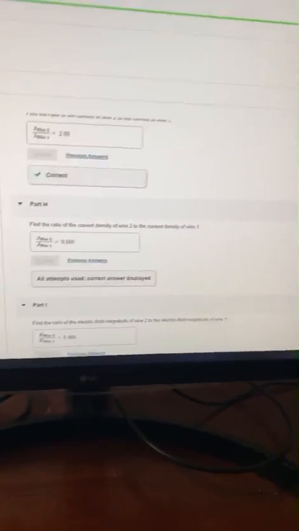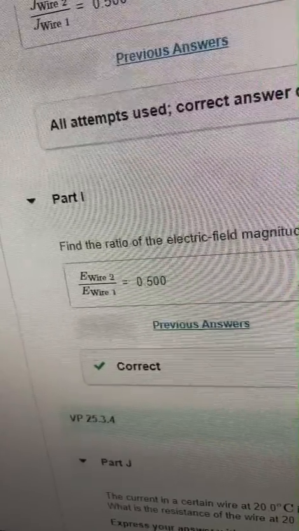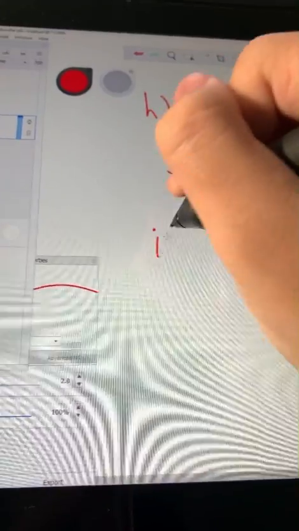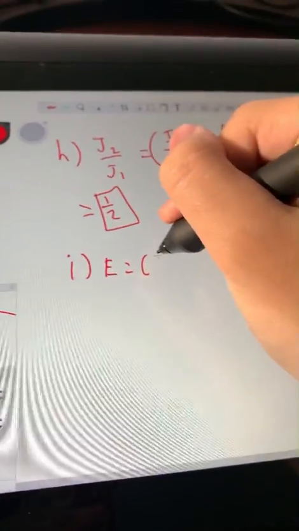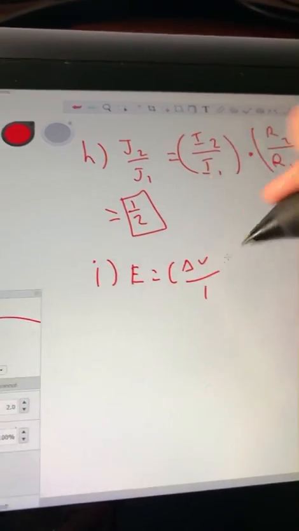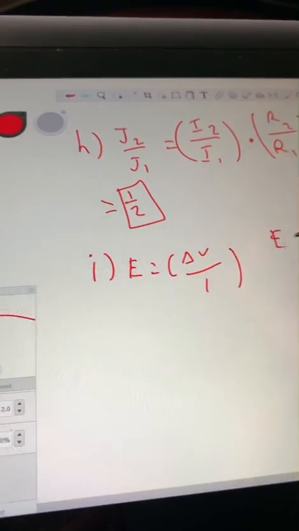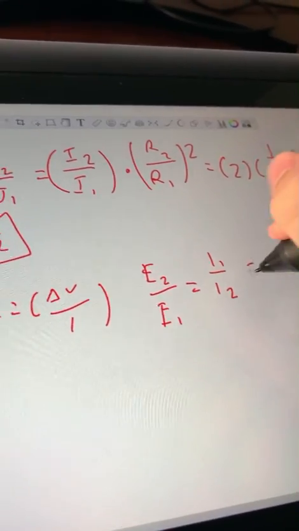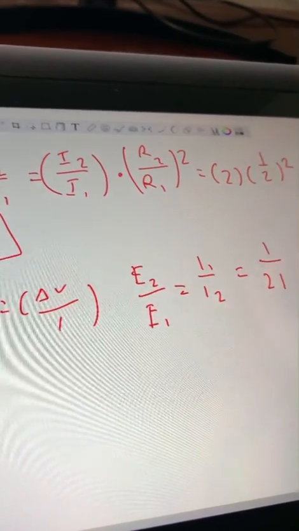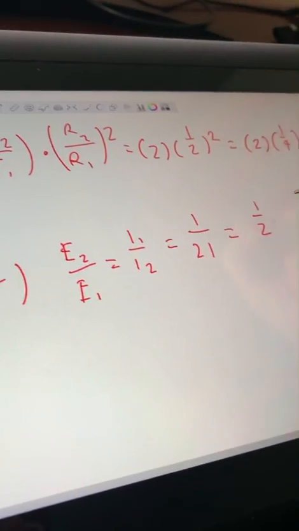Part I asks for the ratio of the electric field magnitude of wire 2 to the electric field magnitude of wire 1. So we're going to be using E wire 2 over E wire 1. So for part I, we're going to take E equals delta V over L. And so we're going to do E2 over E1. And this will also equal L1 over L2, which in turn is L over 2L, which basically just equals 1 over 2 for our answer.